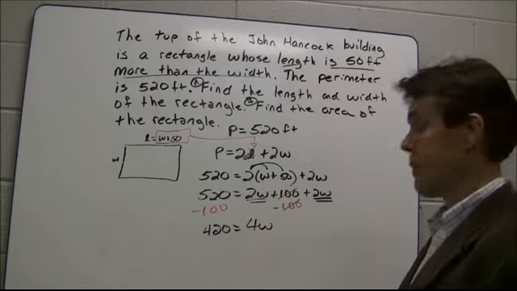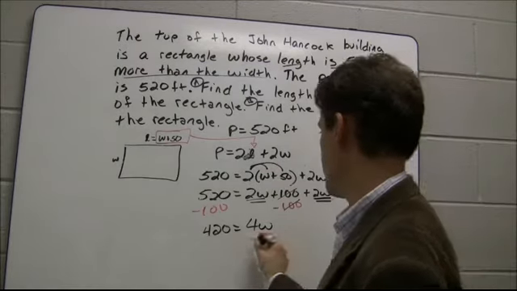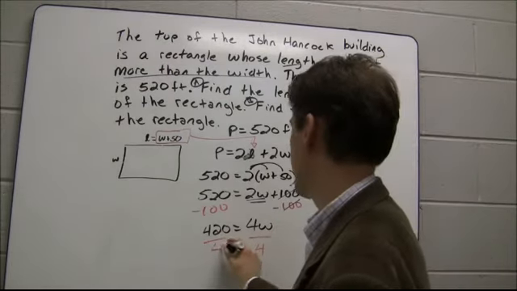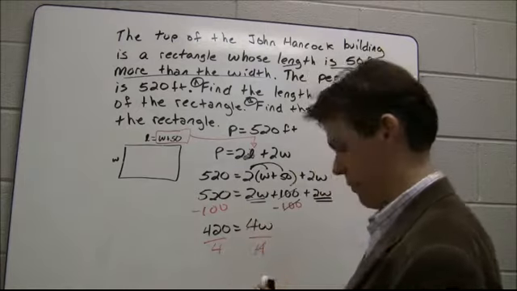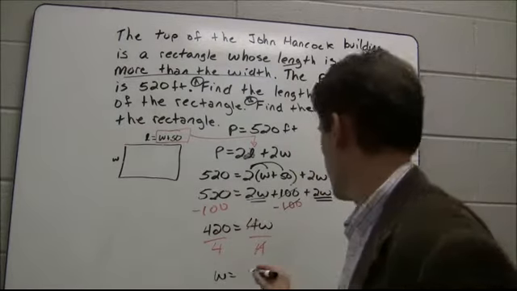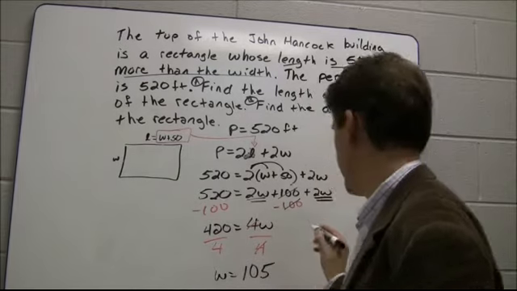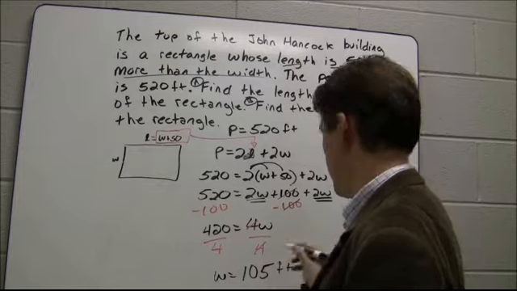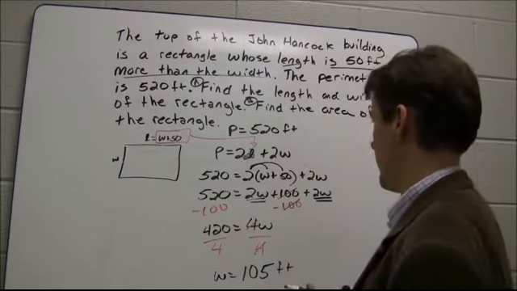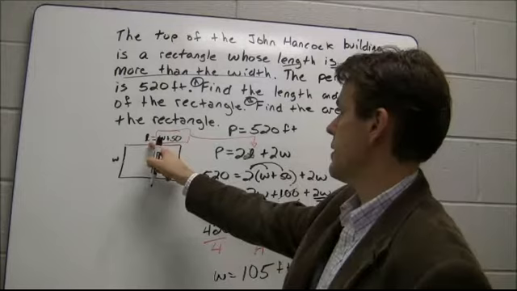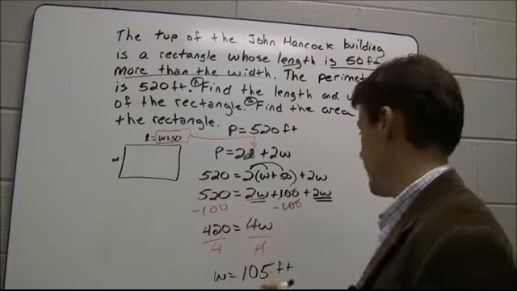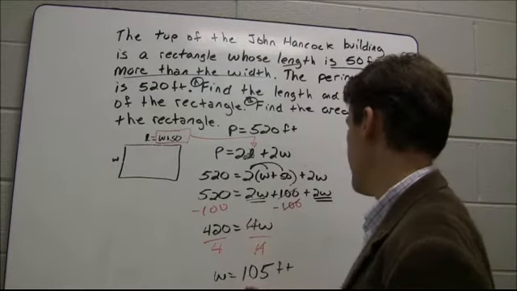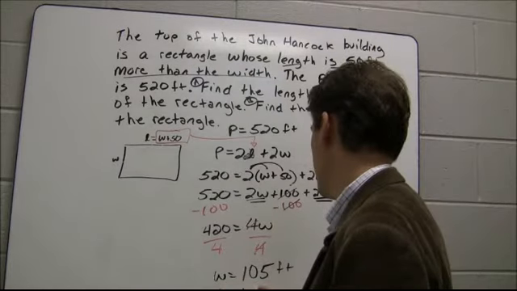Looks a little bit better now, doesn't it? To solve for W, what do we do? That 4 is connected to W by multiplication, so divide both sides by 4. And what do we get? 105, and what are the units? Feet. So if the width is 105 feet, what does that mean the length is? The length is 50 feet more than the width. So you could just plug that in, or you could just do it in your head, right? 50 plus 105, the length is 155 feet.